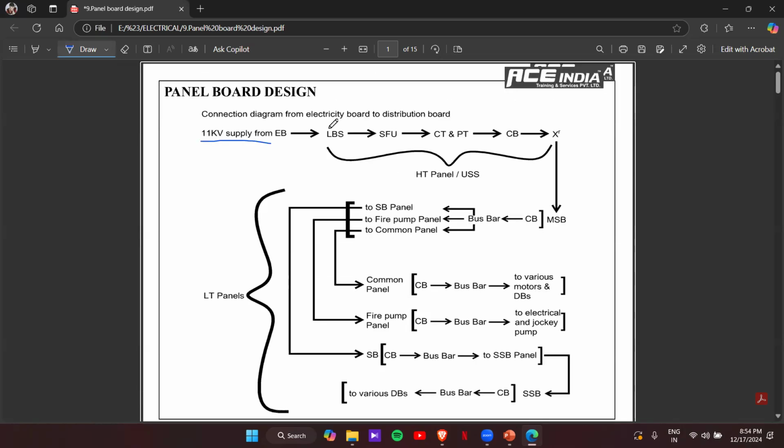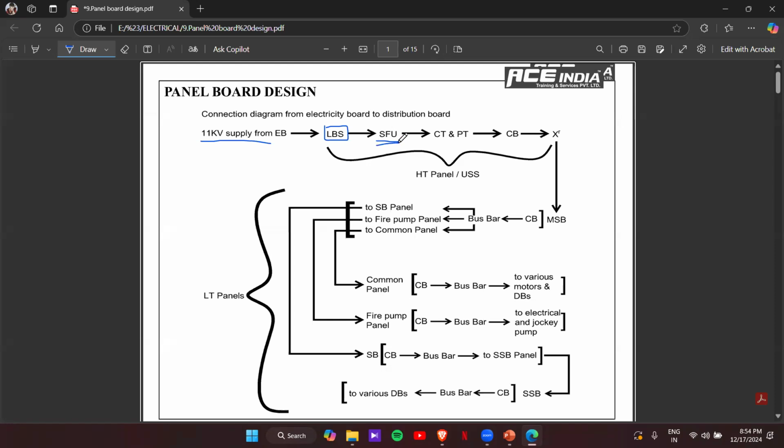So you will have 11 kV supply from the EB side. That connection first goes to a unit called LBS, load break switch. The purpose of the LBS is to isolate the building and the EB. The purpose is only on or off. You get no protection from the LBS, just like a normal switch. After the LBS, the next unit is the SFU, switch fuse unit, also called high rupturing capacity fuse. Then we have CT and PT.